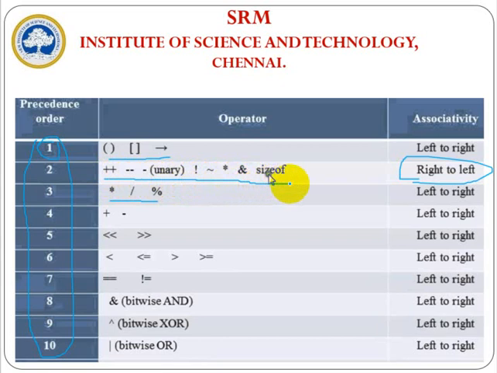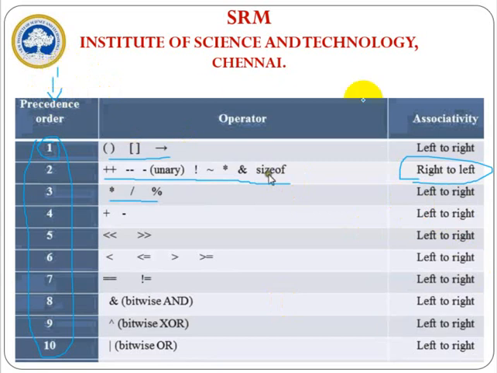So these all are right to left. First it takes the left hand side element and then it performs the right. Other than that, all the expressions will be performed in the order of left to right. So this precedence gives the priority or the preference.